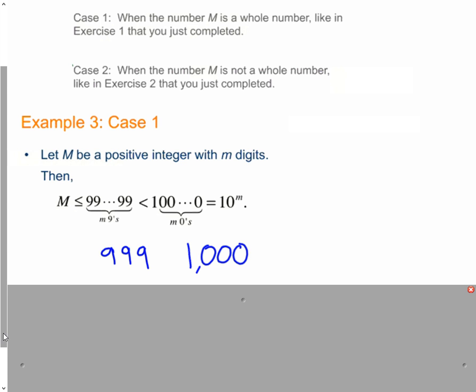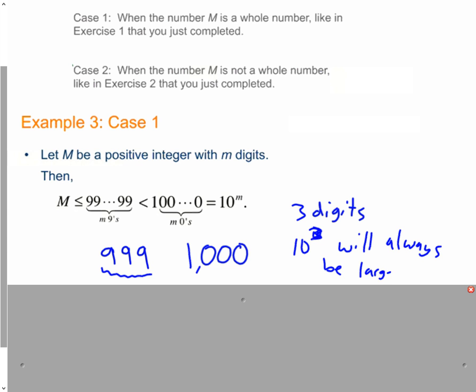So if you have 3 digits, kind of like what we've been working with, if you do 10 to the power of 3, so 3 digits, 10 to the power of 3 will always be larger. You can try that for any sample of numbers.